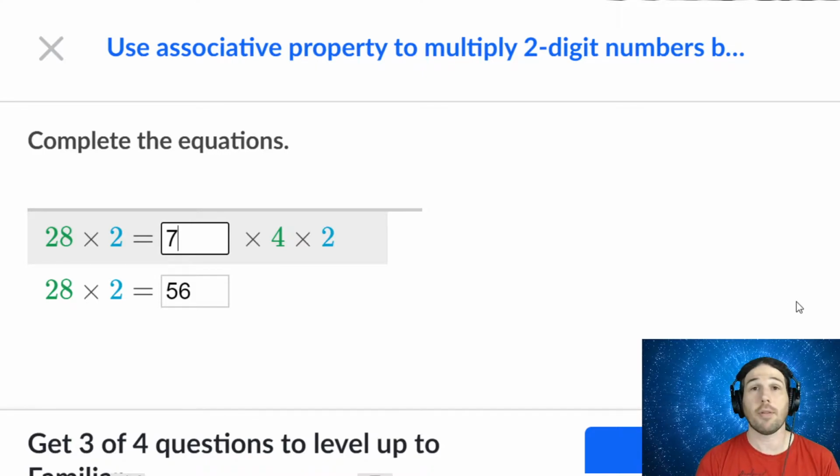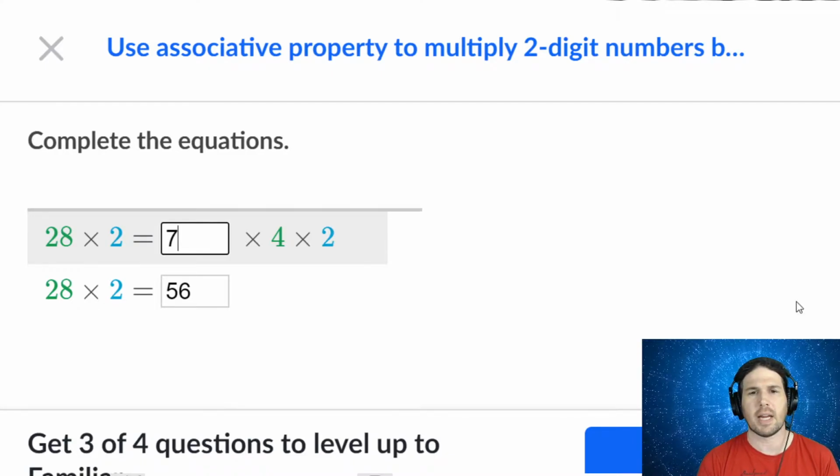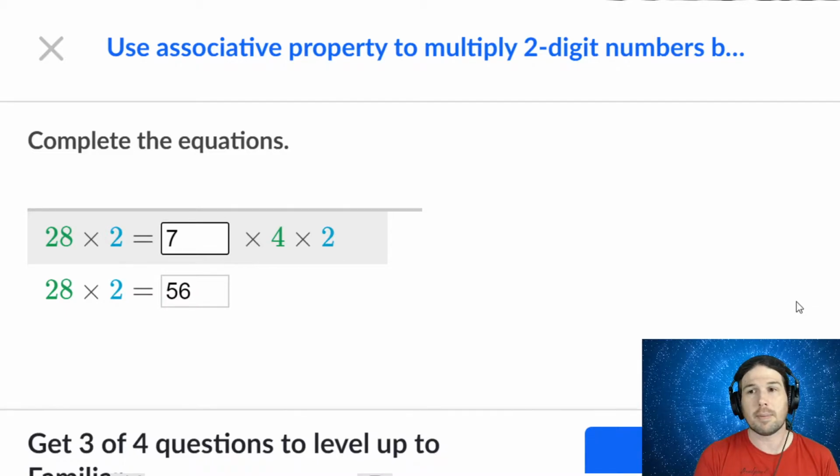And I'm happy to call those out when I see them. I don't understand the purpose of this problem. I don't see how breaking 28 into 7 times 4 makes it any easier. Maybe if you do the 4 times 2 is 8 and you remember that 7 times 8 is 56, I don't know. I don't see this as being particularly useful. It's true, but I don't see it as particularly useful.